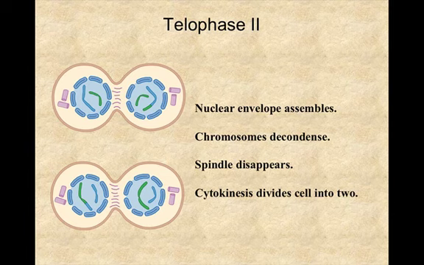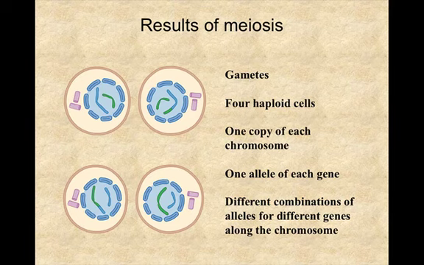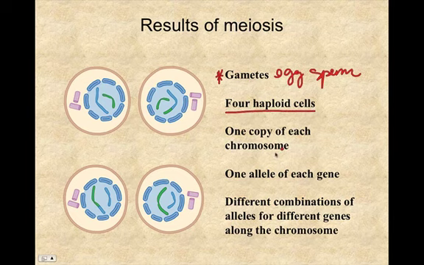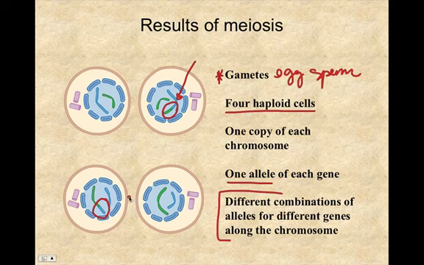So the end result of meiosis is we end up with gametes, which are egg and sperm. Four haploid cells, 1 copy of each chromosome. You'll notice that there's just 1 in the cell, 1 allele for each gene, and many different combinations of alleles for different genes along the chromosome. Because you can see here that part of this has crossed over and the chromosomes have moved into different cells.